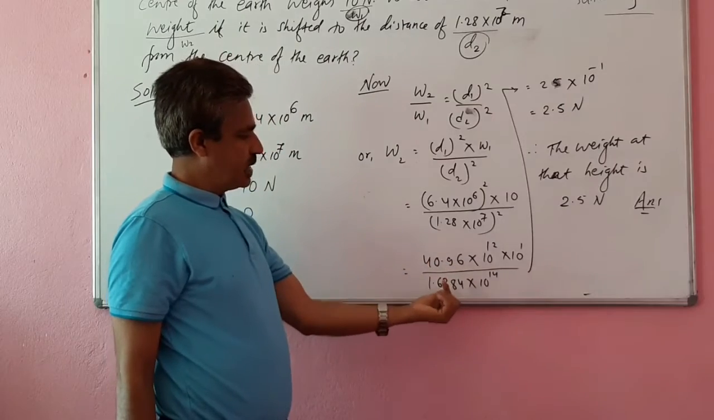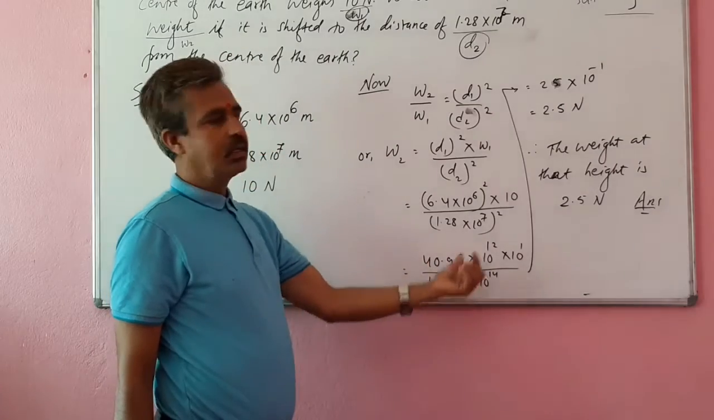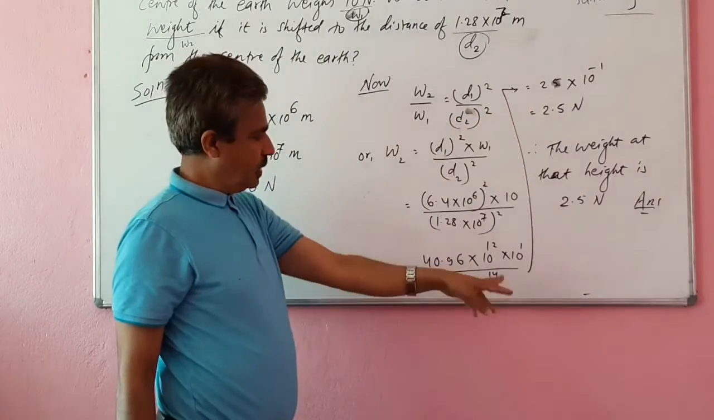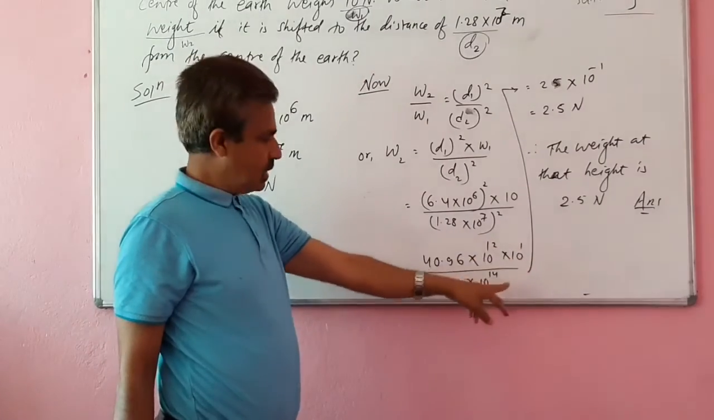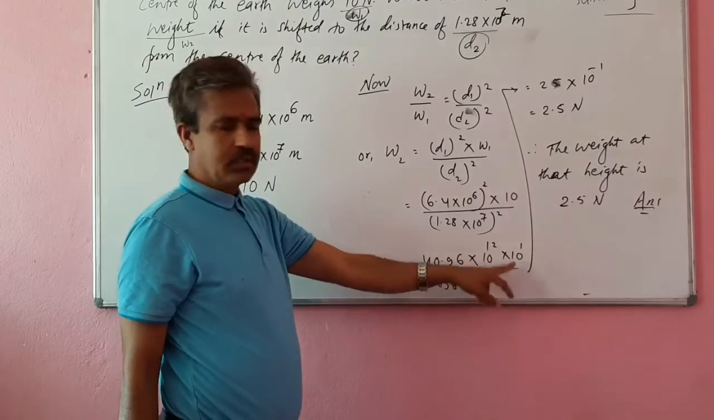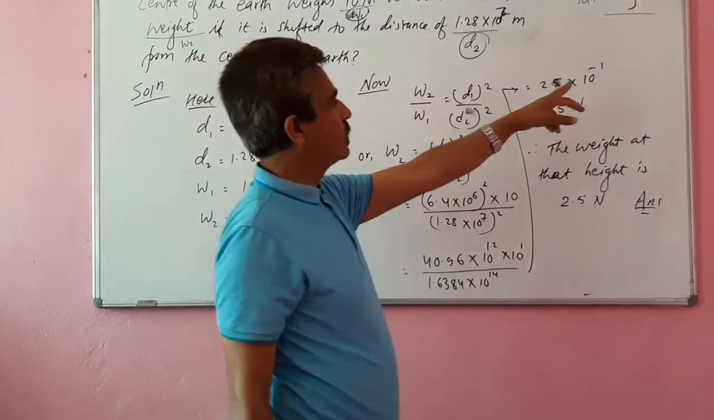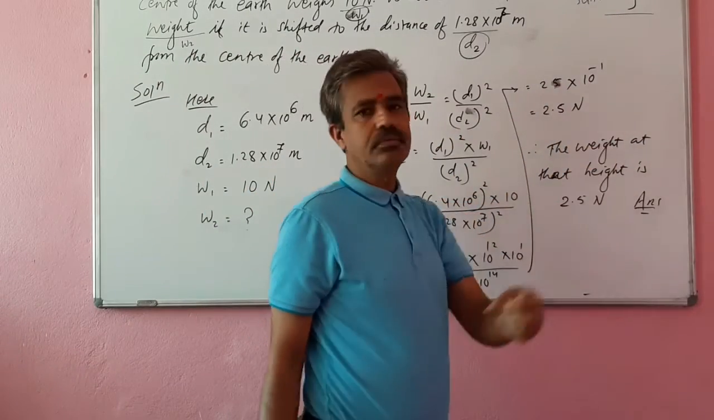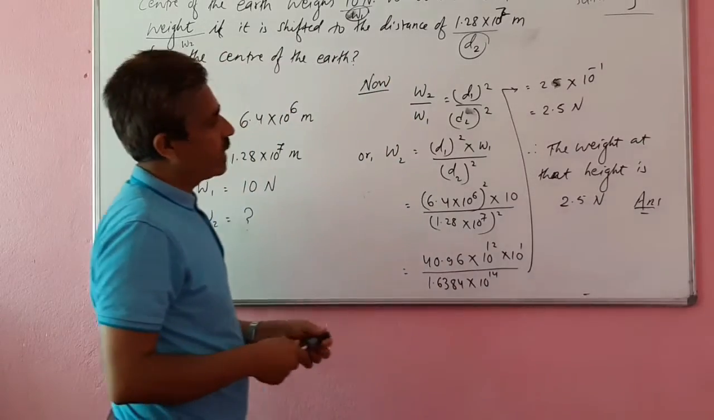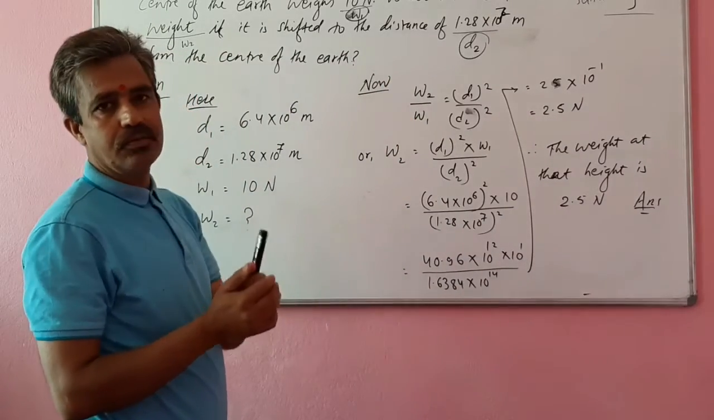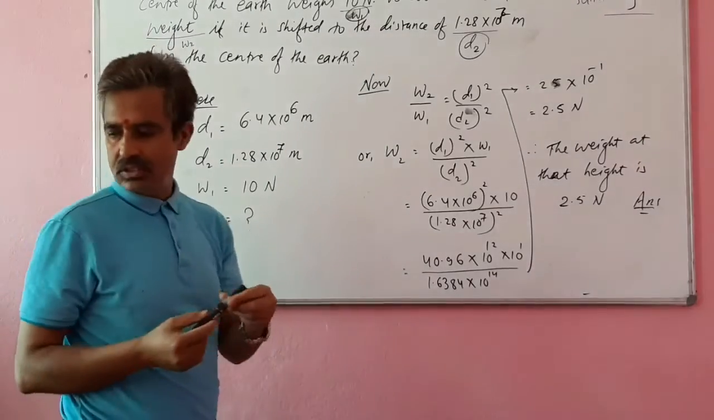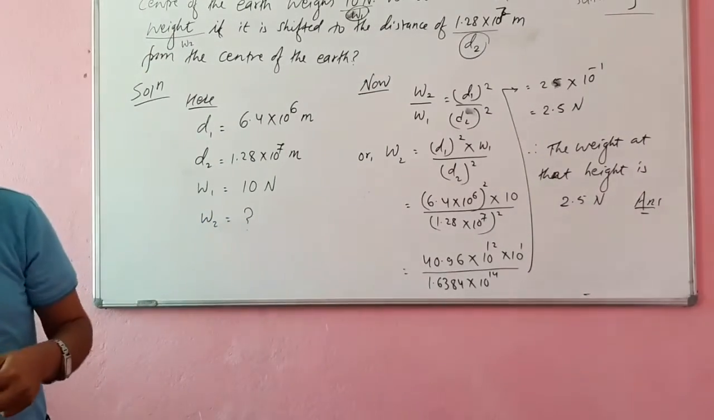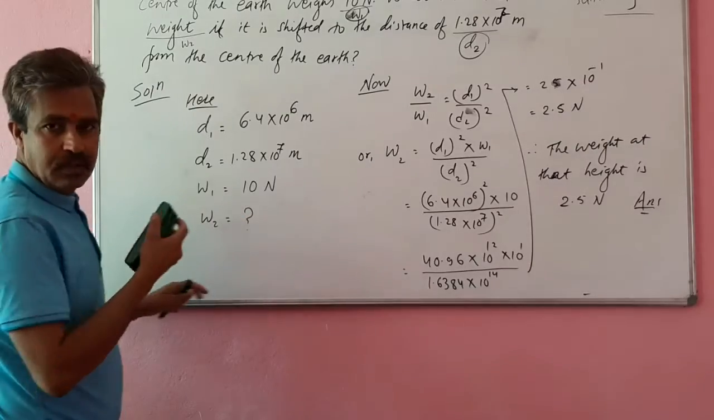Divide 40.96 by 1.6384. It comes 25. Here is 10 to the power 12 and 1, 13, and down is 14, means 13 minus 14, which is 10 to the power minus 1. It comes 2.5 Newton. The weight at that height is 2.5 Newton. Okay, we have discussed the second question and solved it already.